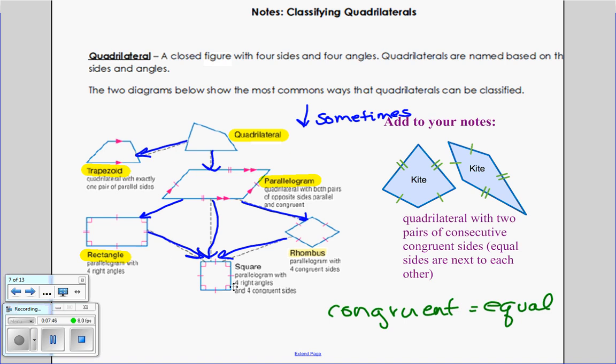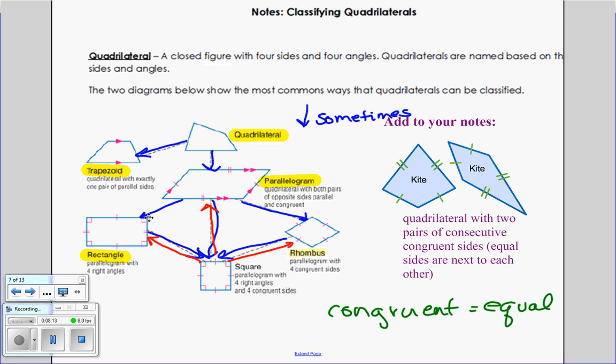Now, if we start at the bottom with a square, it is always a rectangle. And it's also always a rhombus, and it's always a parallelogram. Okay, so squares can always be classified as rectangles, rhombuses, or parallelograms. Okay, it's a very special kind of each of those 3.